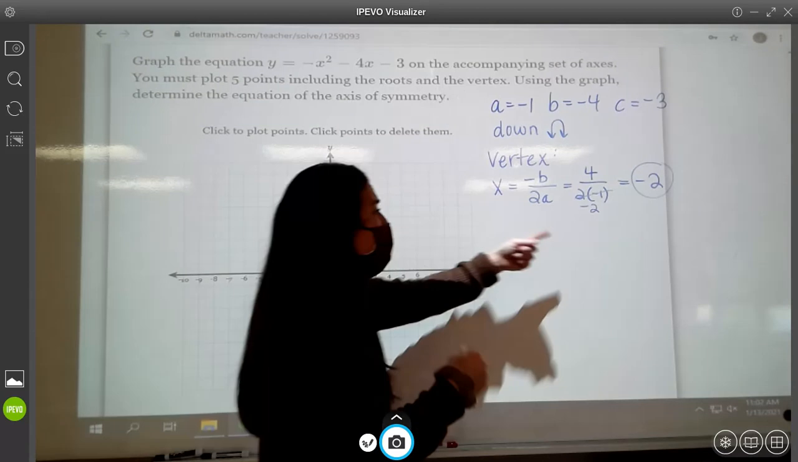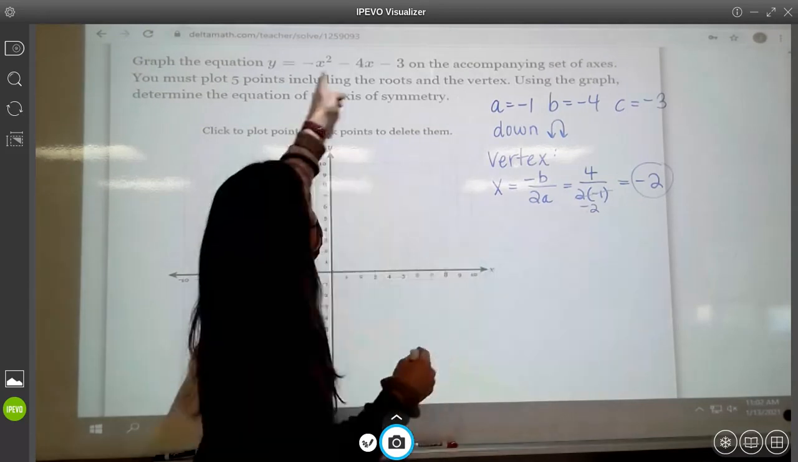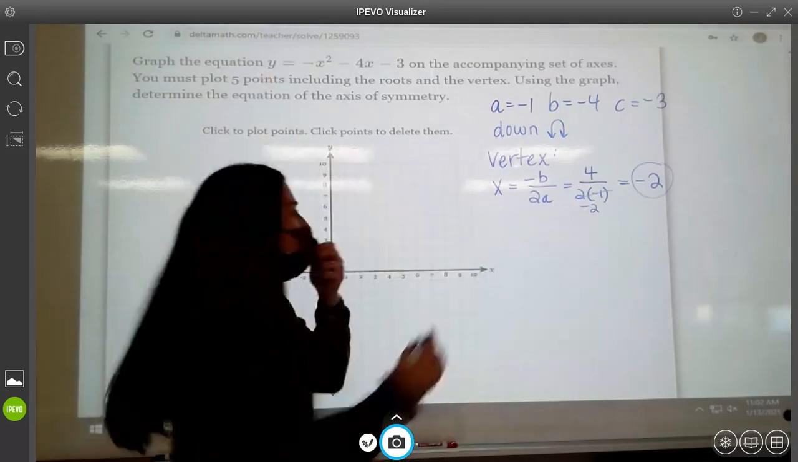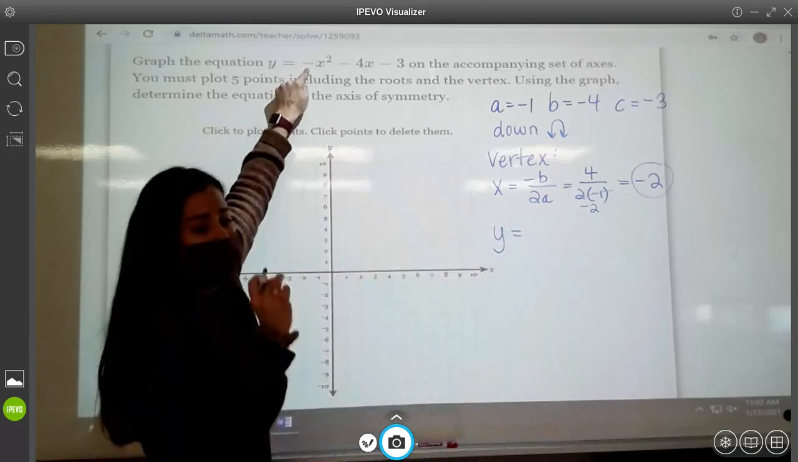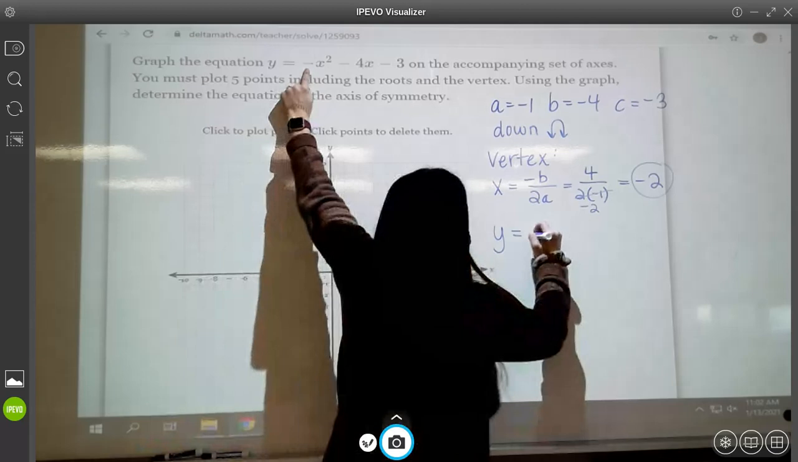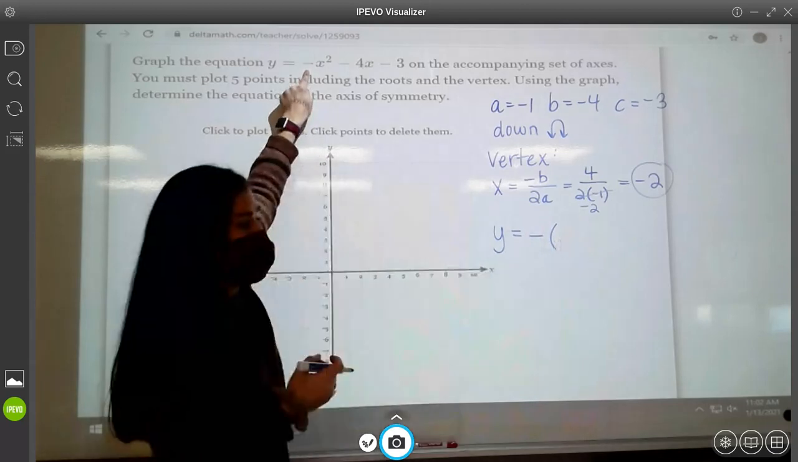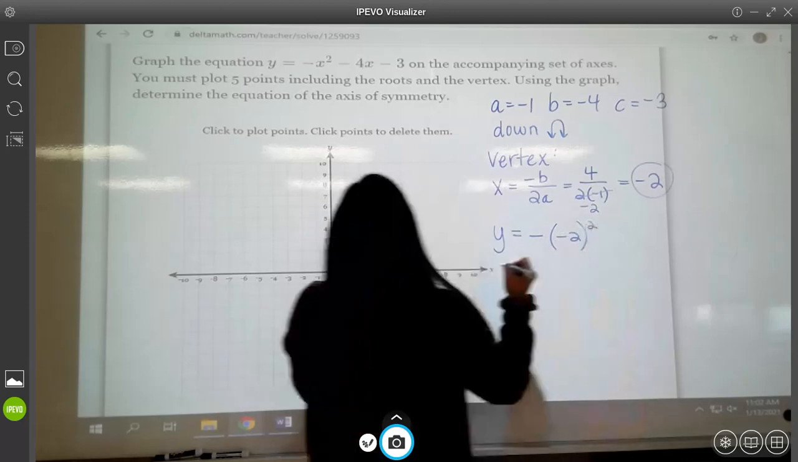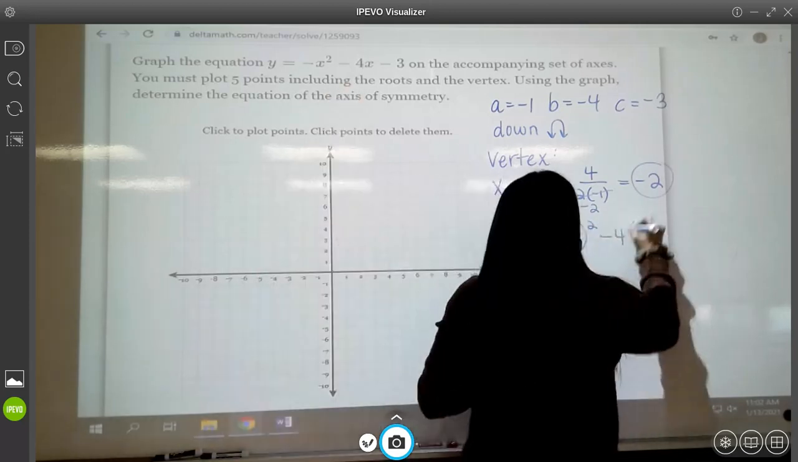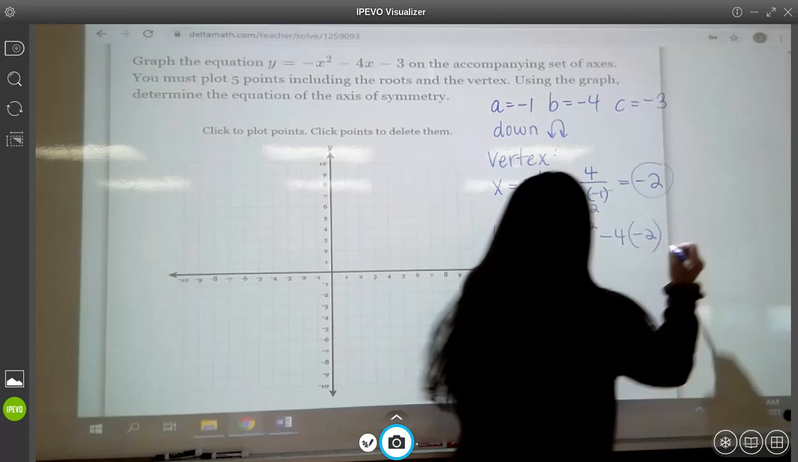All right, now I got to get the y-coordinate. I can only get the y-coordinate by taking -2, plugging it in for x, and seeing what y equals. So remember, this negative is not part of what you're squaring. So make sure he stays on the outside of that parenthesis. Now I can plug in -2 and square. And then -4 times -2, and then -3.